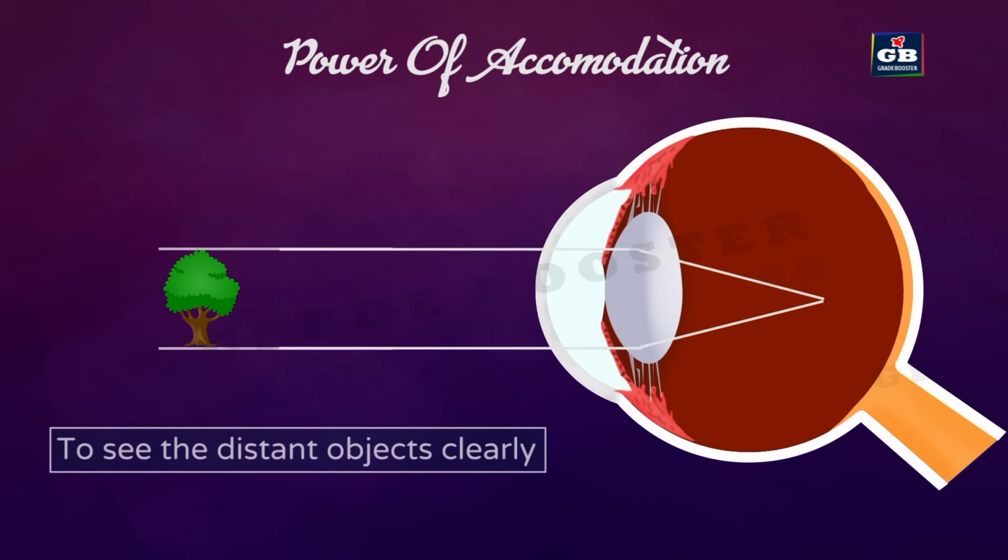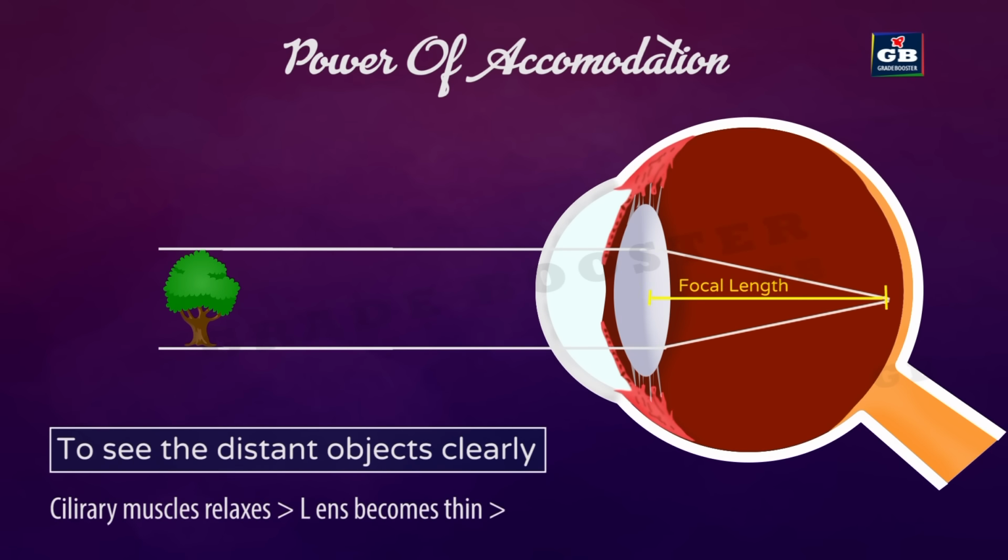To view distant objects, that means far off objects clearly, the ciliary muscles get relaxed and the lens becomes thin. Then the focal length gets increased and we can see the far objects clearly. So to see a far object, the ciliary muscles must be relaxed. When the ciliary muscles are relaxed, the lens becomes thin. Then the focal length gets increased and we will be able to see distant objects.